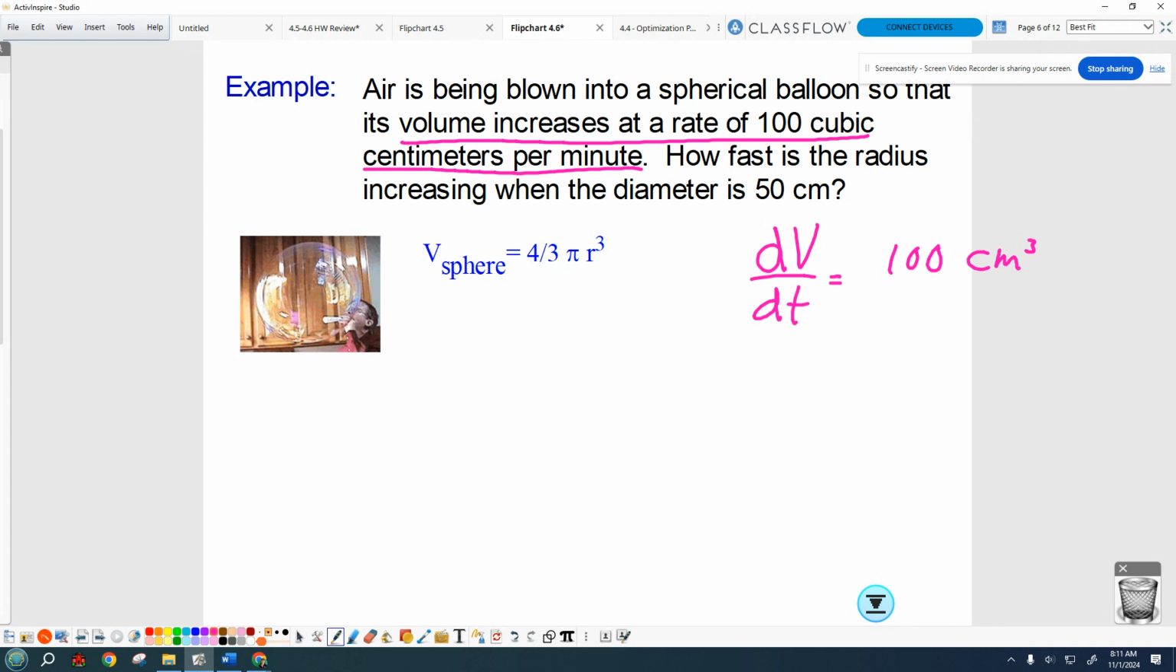And the only thing AP ever gives you in the way of formulas is volume formulas. So they'll tell you, well, of course you know the volume of a sphere is 4 thirds pi r cubed. Michael, what other information do I know? The diameter is 50 centimeters. Okay. Diameter is 50, and so that makes radius what? 25. And you said we are looking for how fast the radius is increasing. So as a variable, Nathaniel, what is that? dr/dt. Okay.